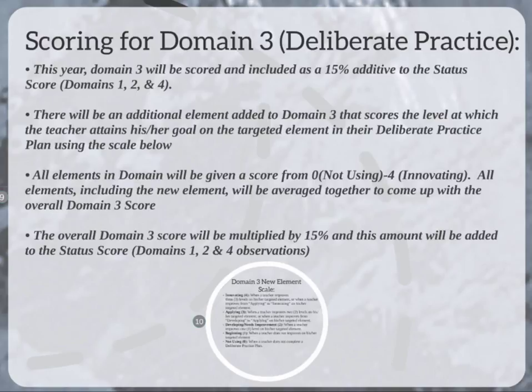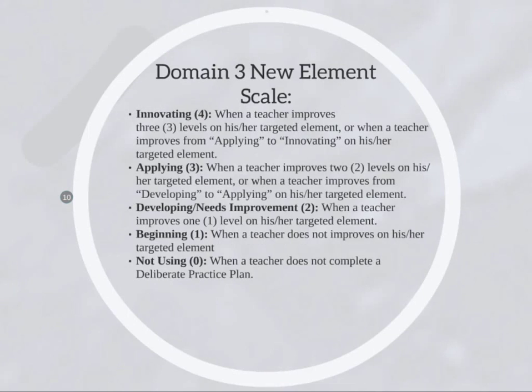All elements in Domain 3 will be scored using a score from 0, not using, to 4, innovating. All elements, including the new element, will be averaged together to come up with the overall Domain 3 score. The overall Domain 3 score will be multiplied by 15%, and this amount will be added to the status score, Domains 1, 2, and 4 observations. Here's the Domain 3 new element scale.